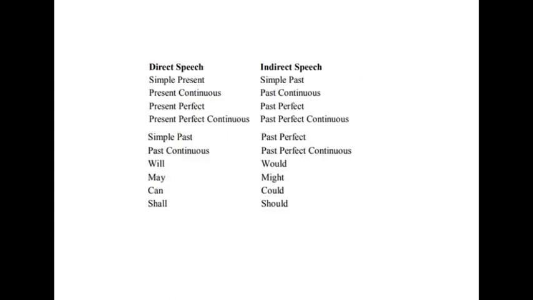So here are the different tenses: the simple present became simple past, present continuous became past continuous, the present perfect became past perfect, present perfect continuous became past perfect continuous, simple past became past perfect, past continuous became past perfect continuous, will became would, may became might, can became could, shall became should.